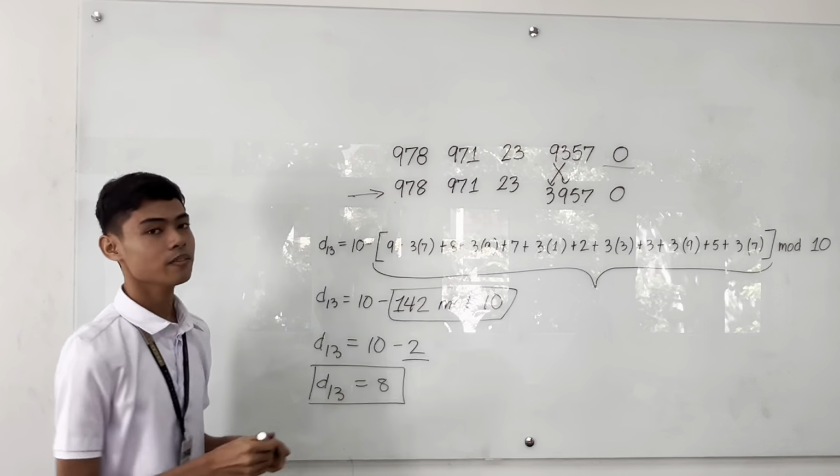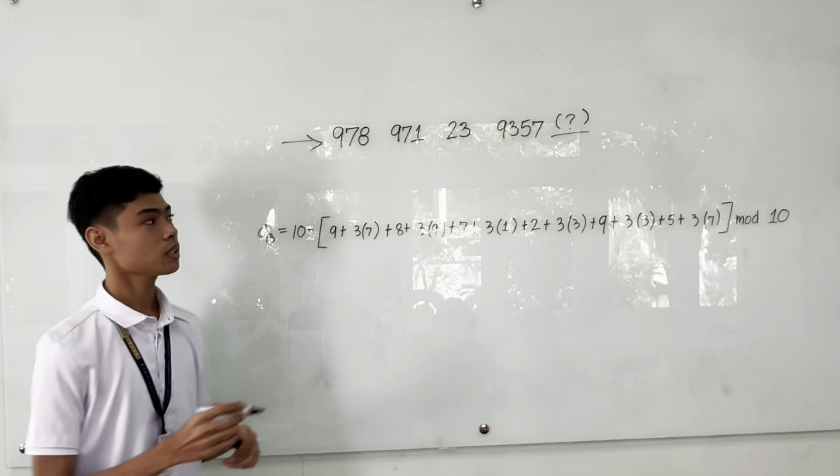Moving on to the next example, suppose we are to find the 13th digit, or the check digit, of an ISBN. We are to perform the same formula and process. For example, using the same ISBN from the first example, the correct ISBN, this one, suppose we are only given 12 digits and we are to calculate the 13th one, or what we call the check digit. We calculate that through this process.